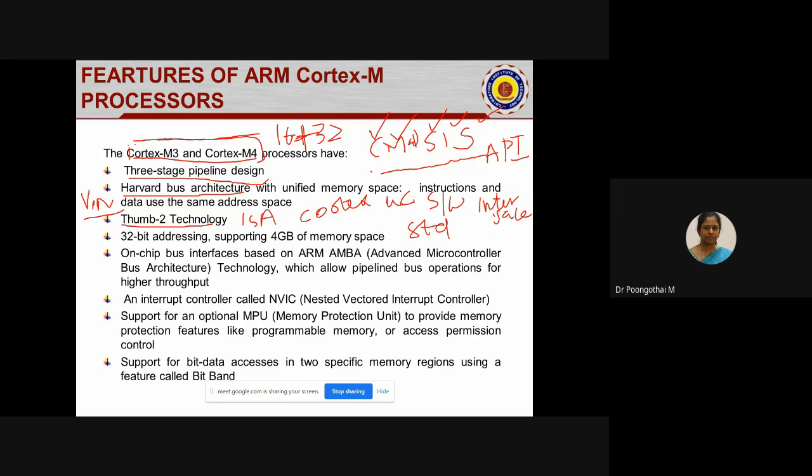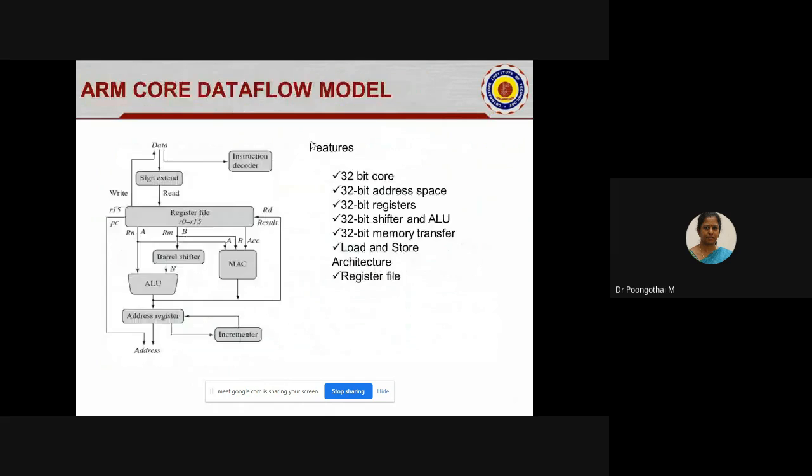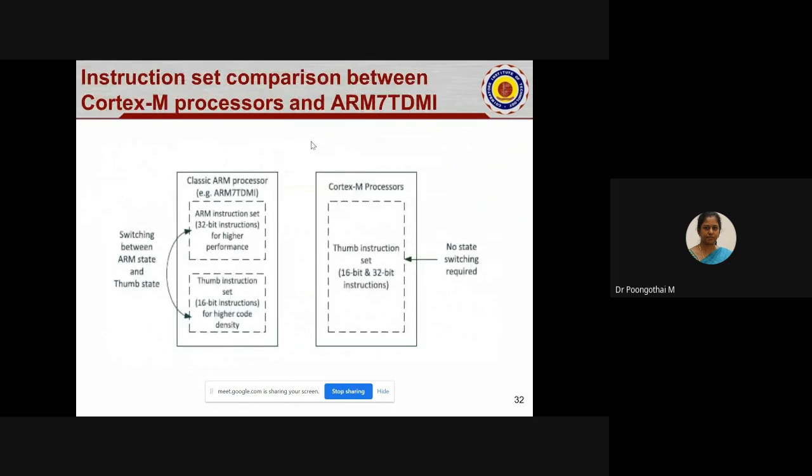In earlier versions like ARM7 and ARM9, there is a different instruction set. Just look at this diagram. This is the classic ARM processor, and this is the Cortex M processor. So we have two different instruction sets: one is the ARM instruction set, another one is the Thumb instruction set.